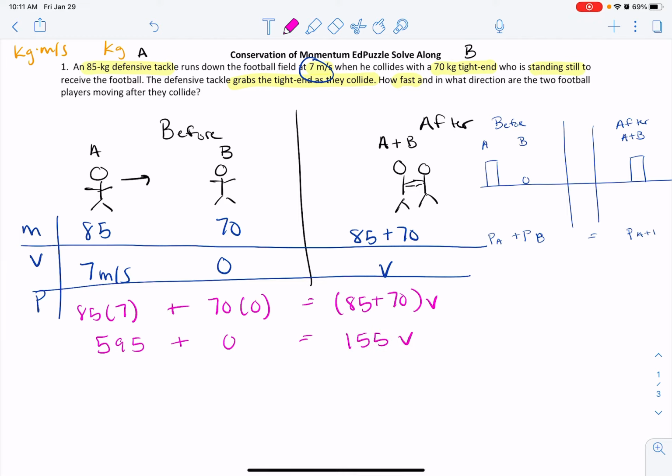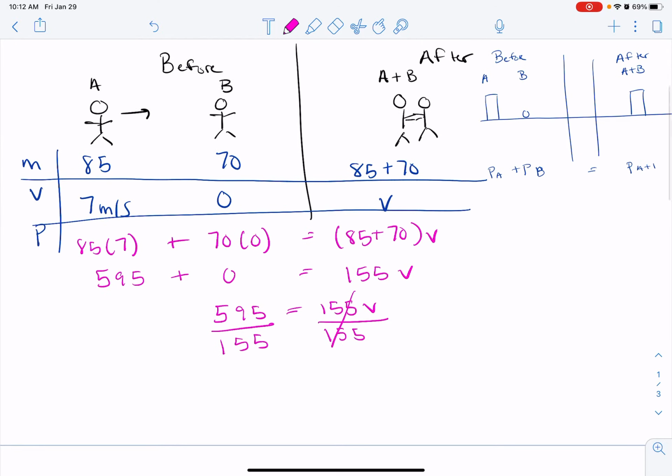Now I can get rid of that 0. I have 595 equals 155 V, and I want to solve for V, so I'm going to divide both sides by 155. I do 595 divided by 155 in my calculator, and I get 3.8 meters per second. And this is my final answer.